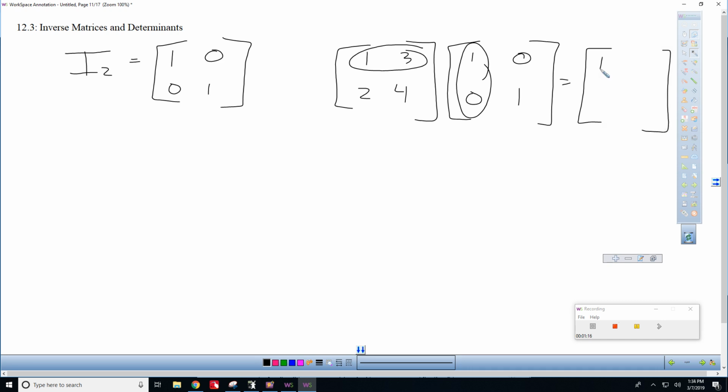And now let's do this times that. 2 times 1 is 2 plus 4 times 0. And hopefully you're getting this now. If I do this times that, 1 times 0 is 0, plus 3 times 1 is 3. Nice. I thought I did it wrong, but I didn't. It was right the whole time. And then this times that. 2 times 0 is 0, plus 4 times 1 is 4. And look, we get the exact same answer.